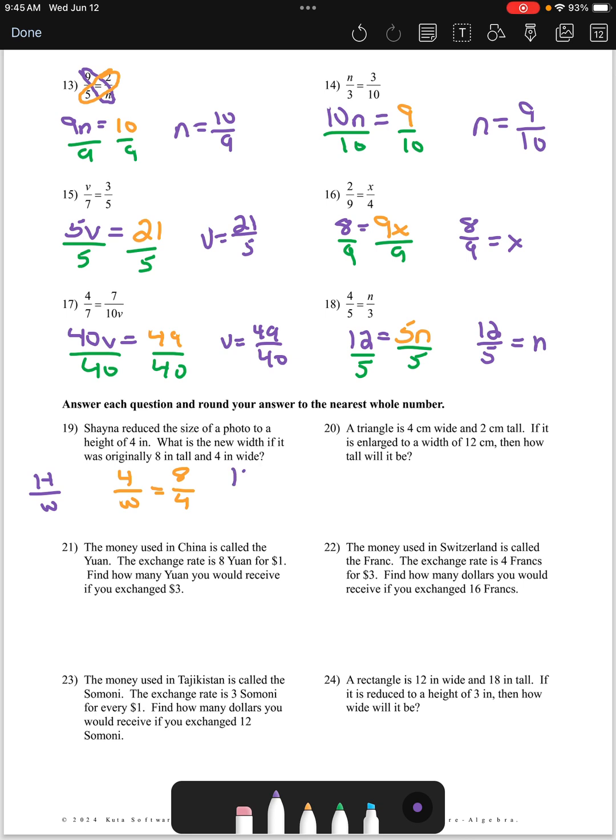Cross multiply. 4 times 4 is 16. W times 8 is 8W. Divide both sides by 8, and we get 2 equals W. Now it's a word problem, so we shouldn't just end with that. We should say that the width is 2 inches.